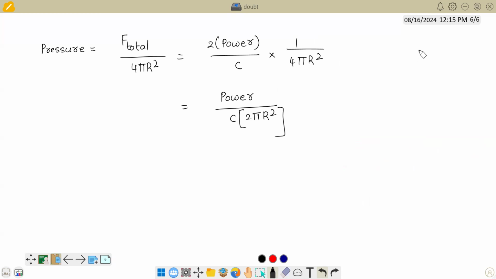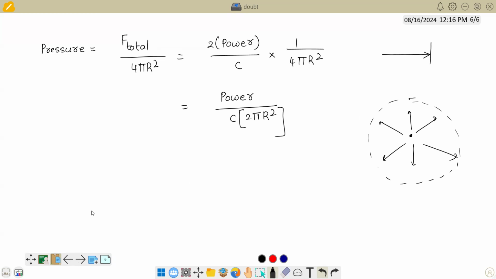Again, I will repeat. Suppose all these photons are hitting at a point, F total would be 2P by c. But we know the photons that are getting emitted are distributed in all the directions. So all the photons will not hit a point. If you take an imaginary hemisphere and need to find the pressure at a location, pressure would be the force divided by the total surface area of the hemisphere. If I take the total surface area of the hemisphere, this is what we end up with. Now we got the pressure.